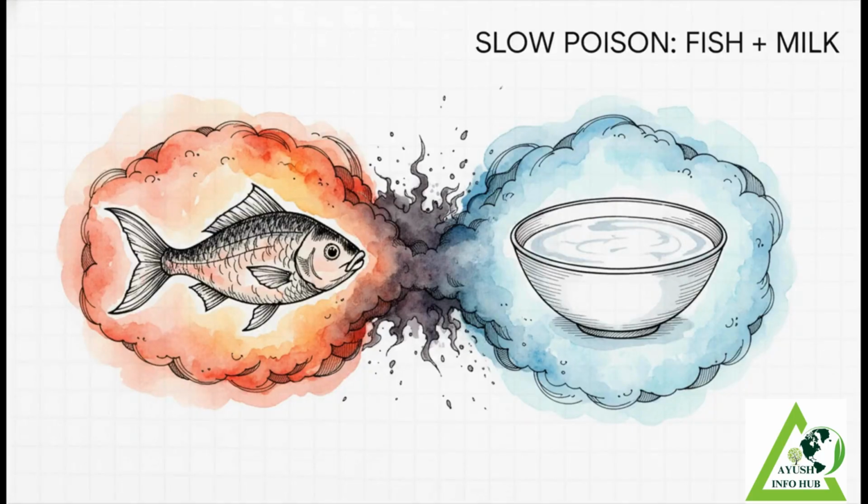And here's a classic example to make this super real: combining fish and milk. Now in Ayurveda, this combination is considered a type of slow poison. Not because it'll make you sick right away, but because their potencies are seen as incompatible. And over time, that combination is thought to actually alter your body's tissues and lead to some really complex health problems down the line.